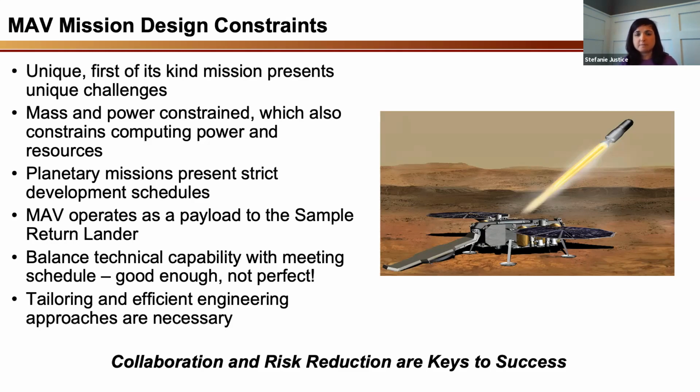The Mars sample return mission is a joint mission. It's managed out of JPL, but the Mars Ascent vehicle portion is managed out of NASA Marshall. So collaboration across the agency and then risk reduction are all keys to success.